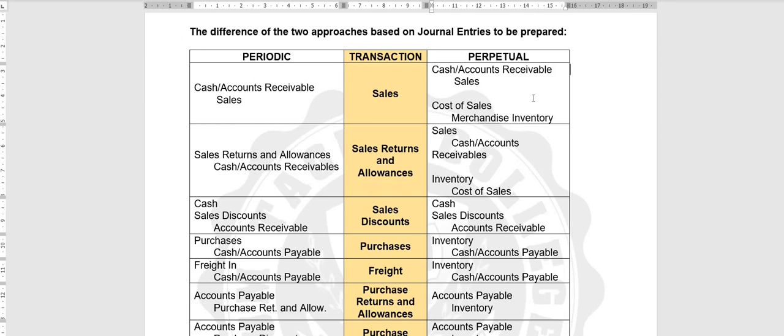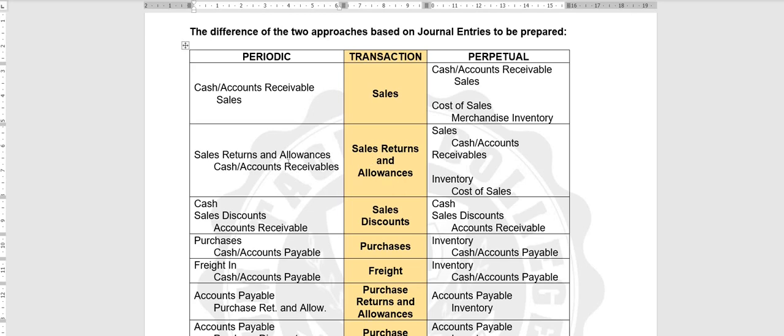Under the perpetual system, every time you have a sale, you automatically reduce your merchandise inventory. Now, for sales returns and allowances, this is our entry.